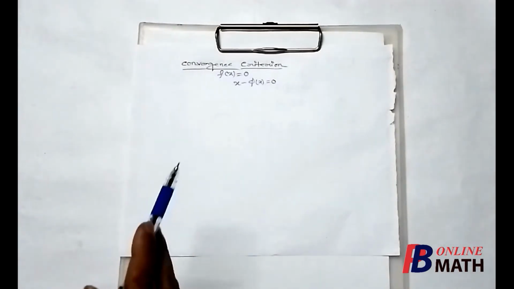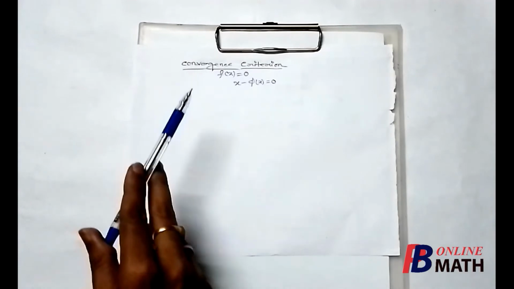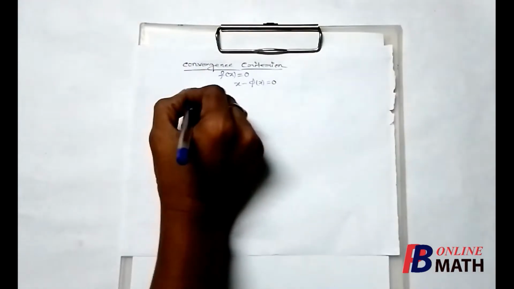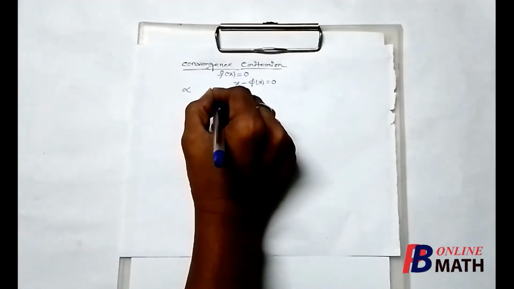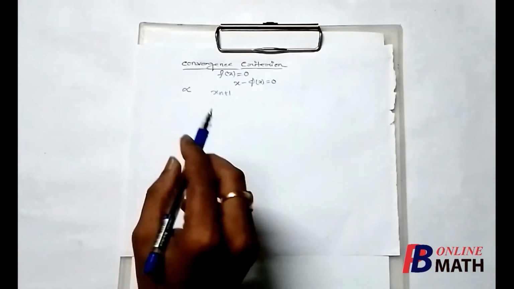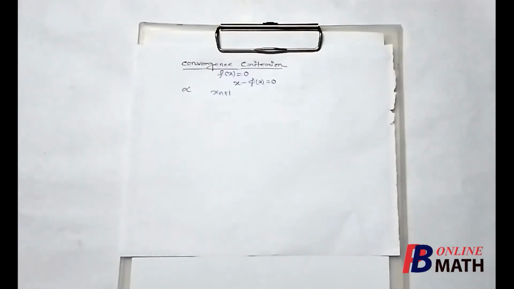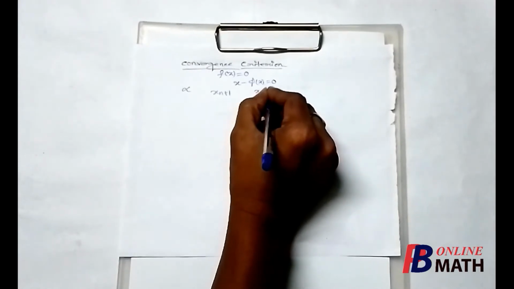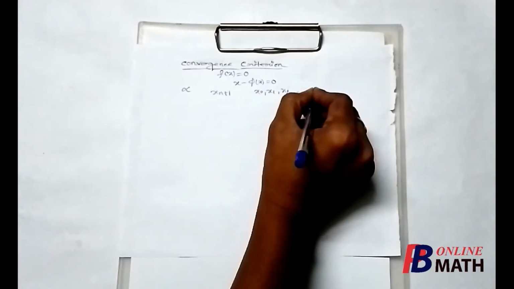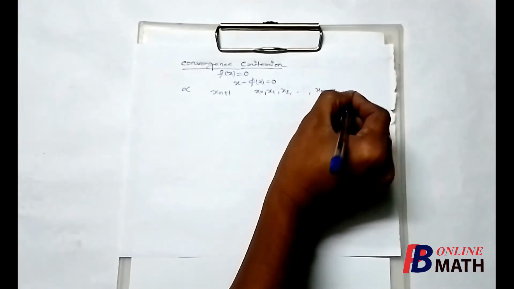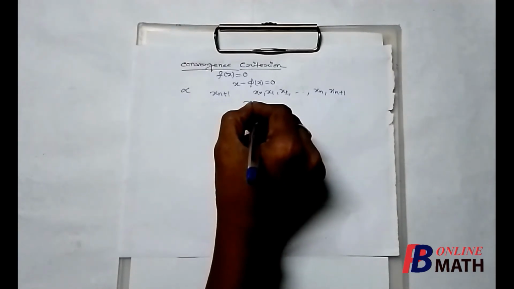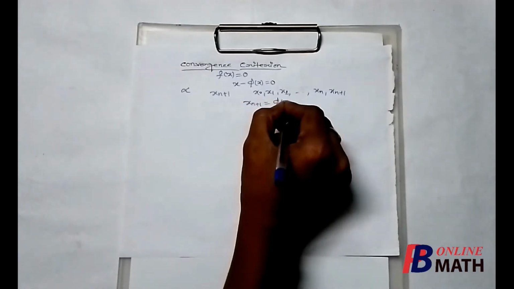Now we shall find the condition when this fixed point iteration method converges. For that, suppose alpha be the exact root and x n plus 1 be the n plus 1th approximation of the exact root alpha. So the successive approximations are x0, x1, x2, up to xn plus 1. Now we can write that xn plus 1 equal to phi xn.